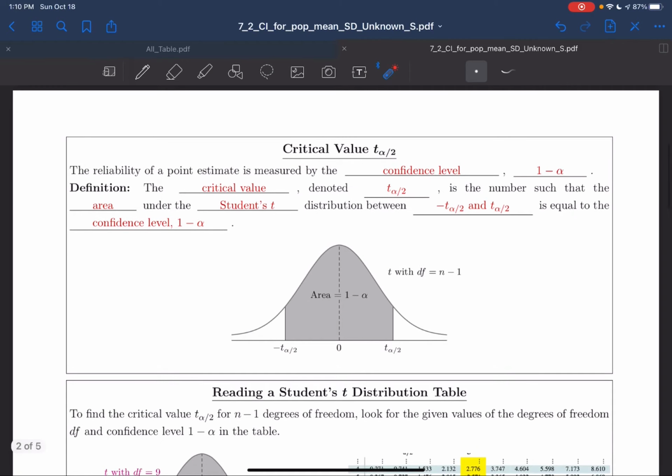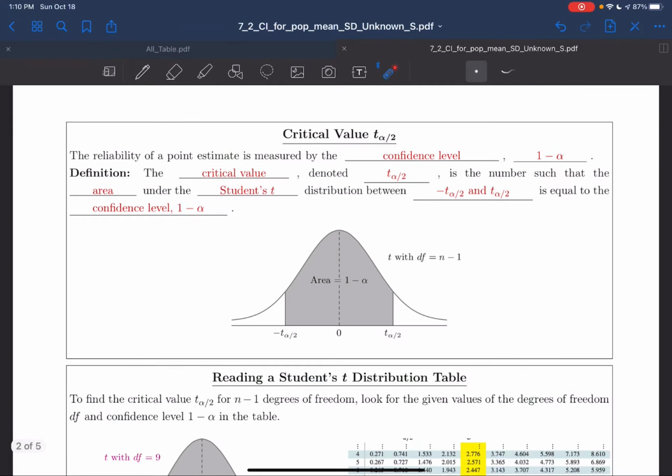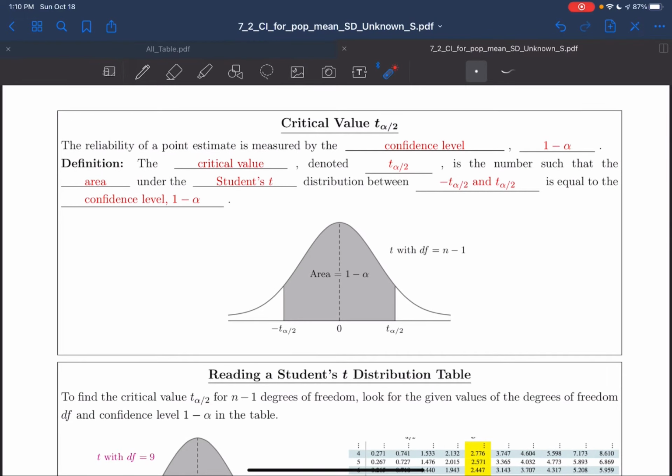If you recall from the previous section, in order to compute a confidence interval, we essentially need two things: a point estimate and a margin of error. That's the same idea here. To compute our margin of error, we need a standard error and a critical value. Here, our critical value is going to look a little bit different.